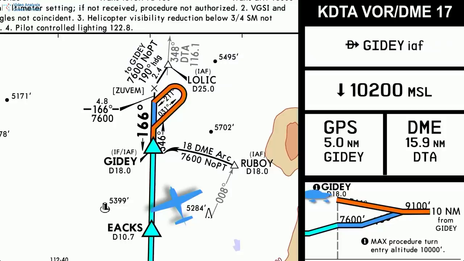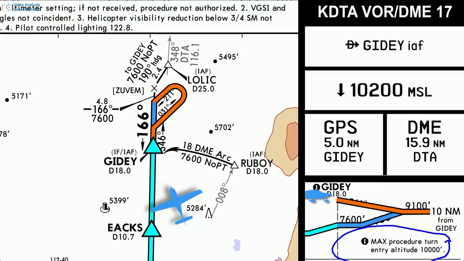Okay, so we're on our way into Giddy, and there's another thing on here, and I didn't bring it up in the chart. But you can see here, this has a maximum procedure turn entry altitude of 10,000 feet. So typically, when you receive your clearance, ATC will say cross at or above. And in this case, that at or above will be below 10,000 feet. But even though they say at or above, you need to make sure you are below 10,000 feet for this procedure turn. So I think in this case, they say, "Cirrus 216 Bravo Delta, you are direct Giddy, cross Giddy at or above 9,800 feet, cleared for the VOR DME runway 17 approach in Delta, Utah." Okay, so let's start flying this.